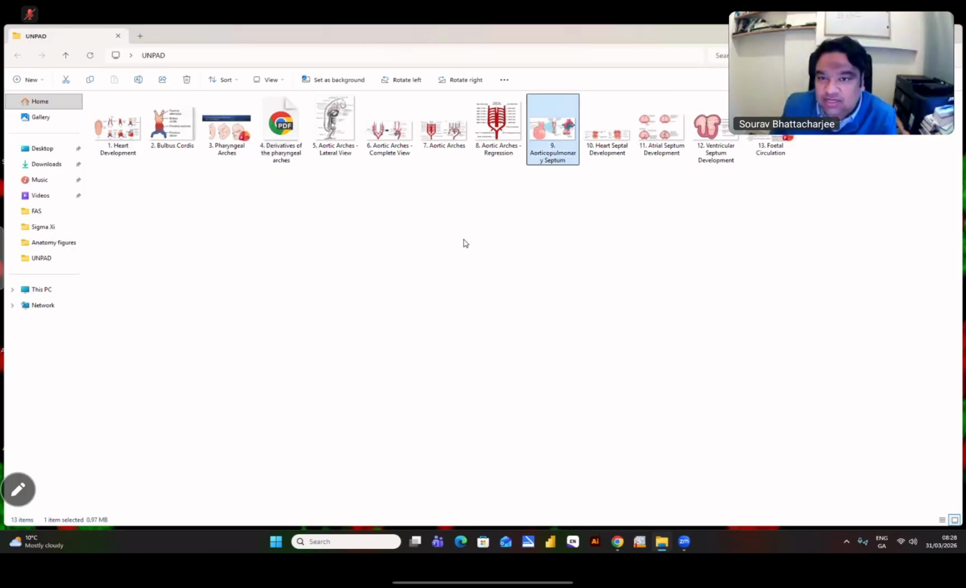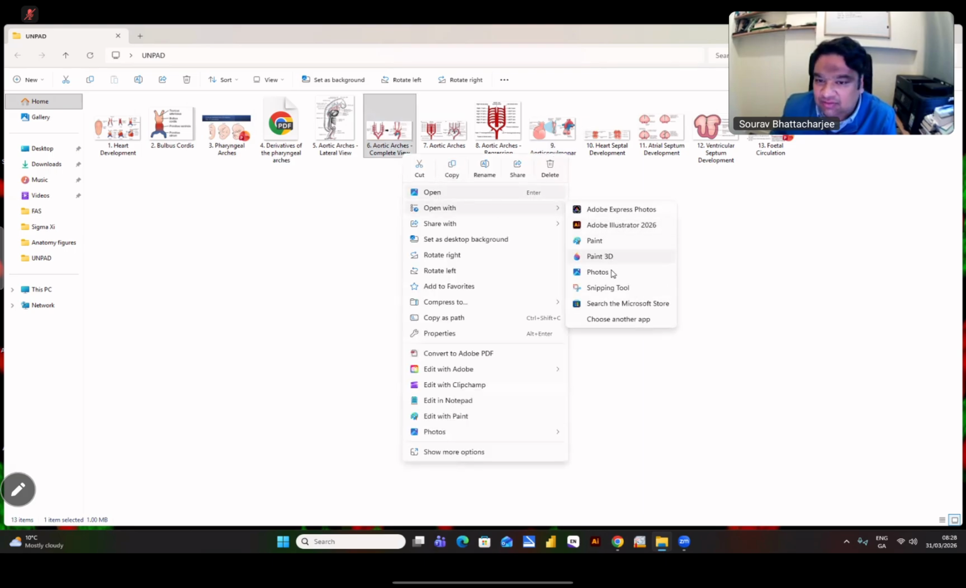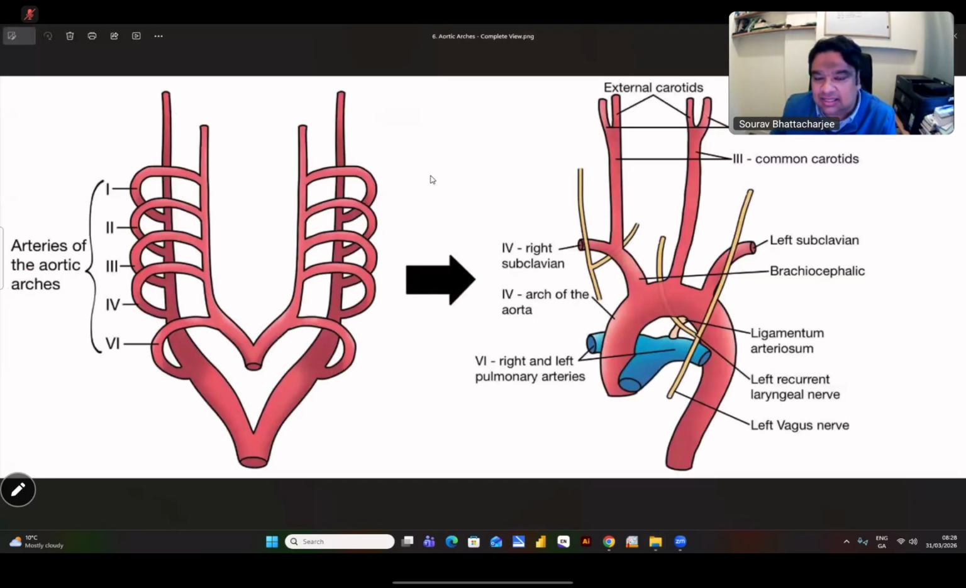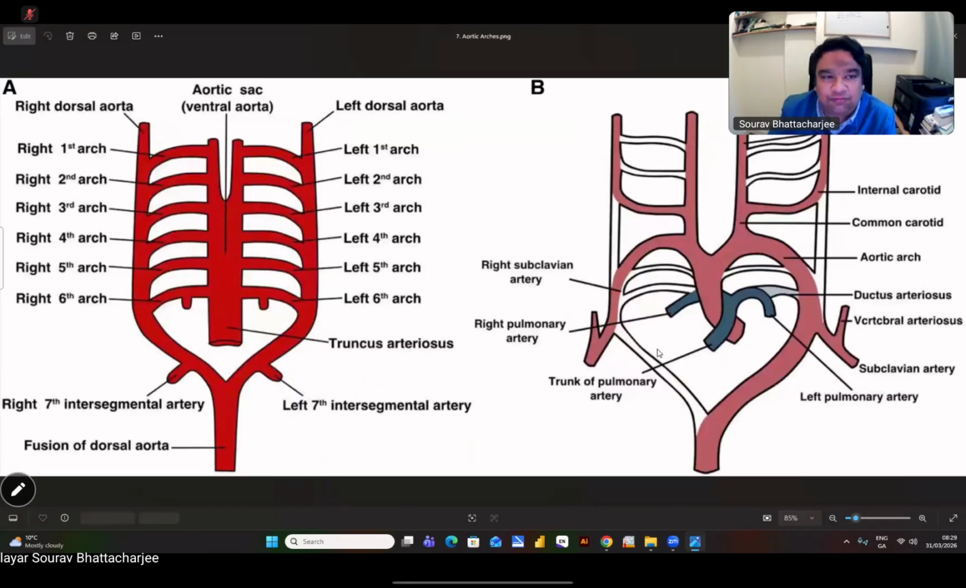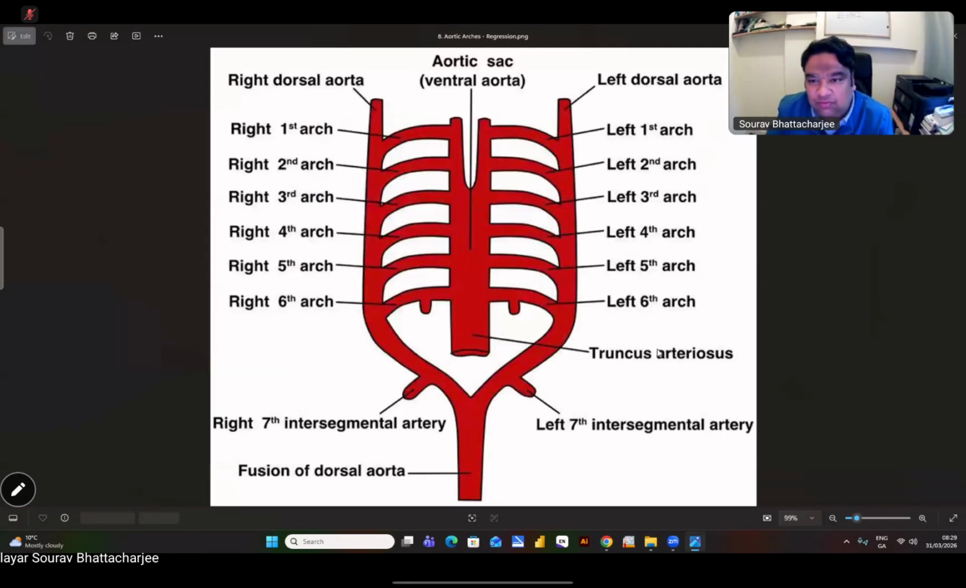So we have already discussed how the heart develops. We have understood, or at least tried to understand, their relation with the pharyngeal arches, because every pharyngeal arch contains one of these aortic arches. Now these aortic arches form and get remodeled, and again, from a very symmetric structure, we will end up with an asymmetric structure that we know of, and finally we will end up over here.